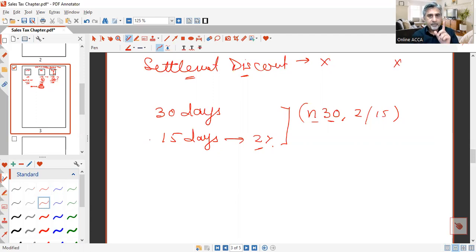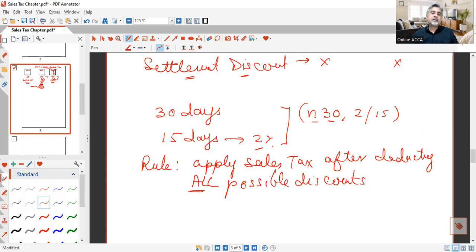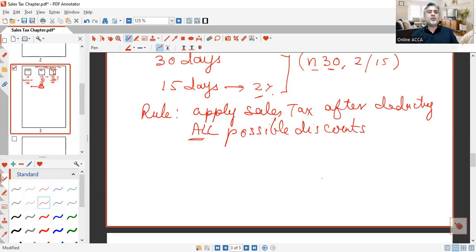It is not clear. But however, what is the rule for sales tax? For calculating sales tax, you should apply sales tax after deducting all possible discounts. Let me write it down so that you don't forget. Apply sales tax after deducting ALL possible discounts. This is the rule. After deducting all possible discounts, then you apply sales tax.